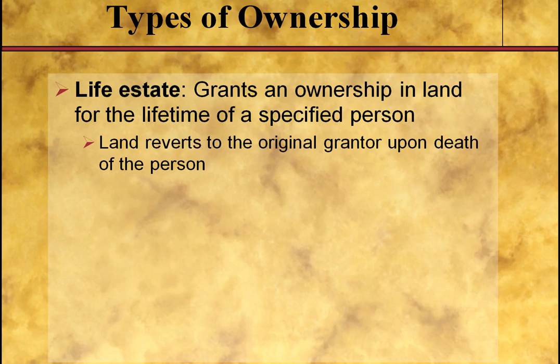Another type of ownership is a life estate. It grants an ownership in land for the lifetime of the specific person. Land reverts to the original grantor upon death of that person. I know a real estate developer in California that was trying to aggregate pieces of property to do a shopping center, and it was a large ranch there, and he bought all the land, but they took a small parcel where the house was, and they gave the seller a life estate. So as long as that person was alive, and I think he said, or his wife, then they could stay in that house. But once that person died, then the land would revert back to the shopping center builder. So the shopping center builder, as part of the deal, bought all of the land and then granted back to the seller a life estate.